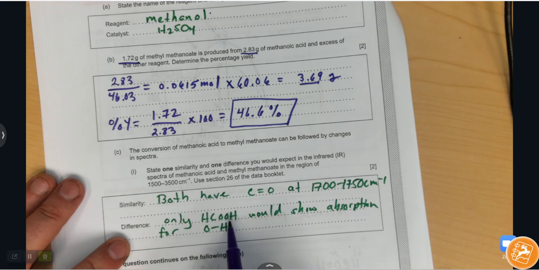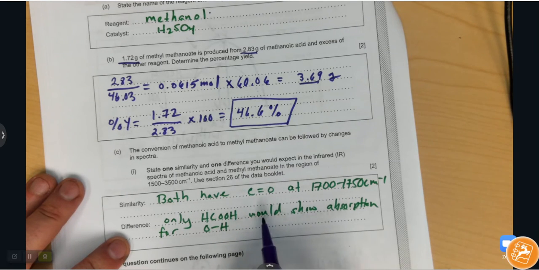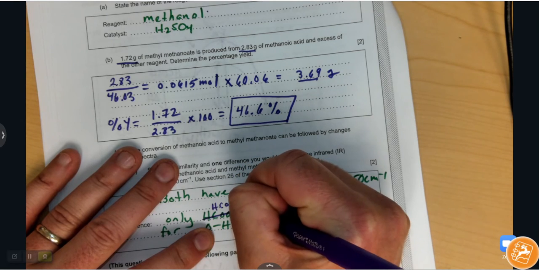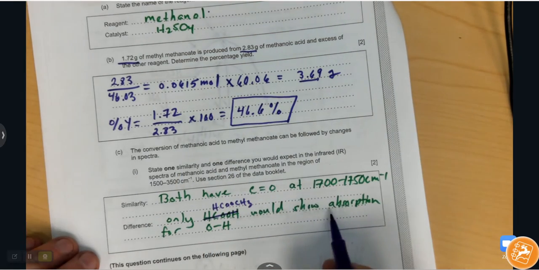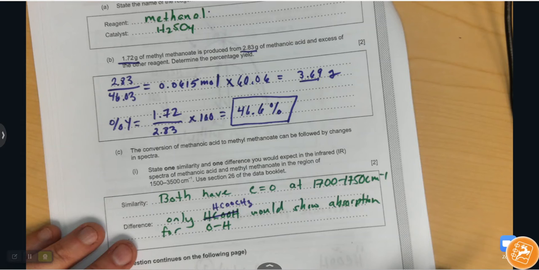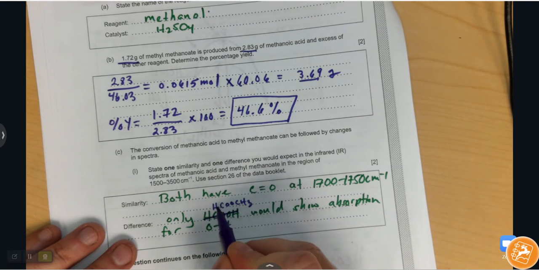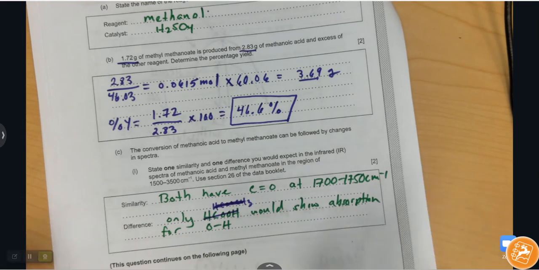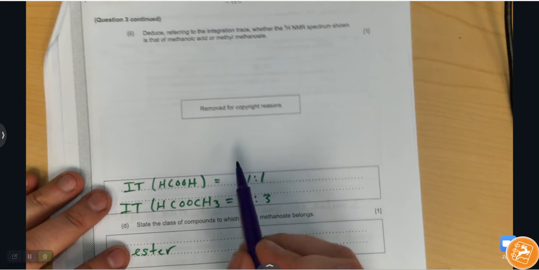but only the methanoic acid would show, or it shouldn't be HC, it should be HCOOCH3 would show the absorption. Oh wait, no, derp. Trust your thinking. Only the acid would show the absorption for the OH. Trust in thyself.